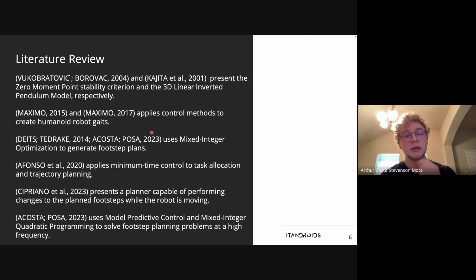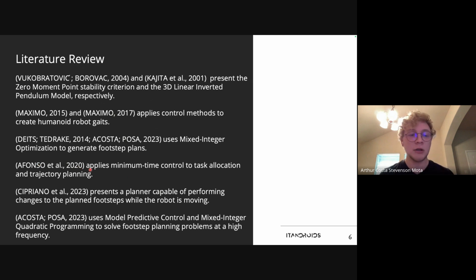Tedrake and Dai use mixed integer optimization to generate the footstep plans. Acosta and Posa do so here as well. Deits and Tedrake is, I would guess, the major inspiration for this thesis, because they showed for the first time that, hey, this can be done using mixed integer optimization and a control approach.